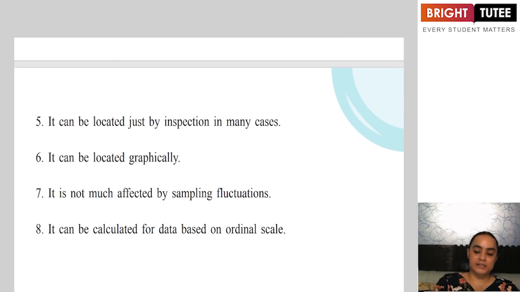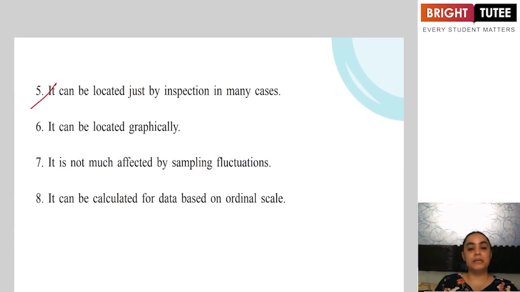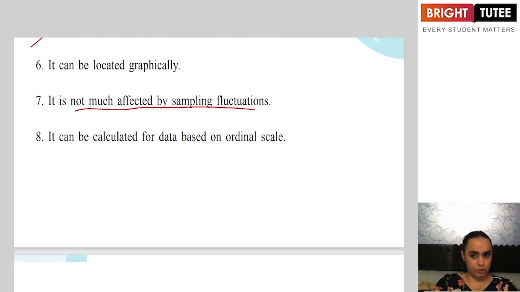There are many cases in which you can calculate median by just looking at the data rather than going into lengthy calculations. You can locate median graphically also, and it is not affected by the fluctuations in the sample, since median has no effect of the extreme value. So even if the sample size fluctuates, my median is not going to fluctuate. And it can be calculated for data which is based on the ordinal scale.